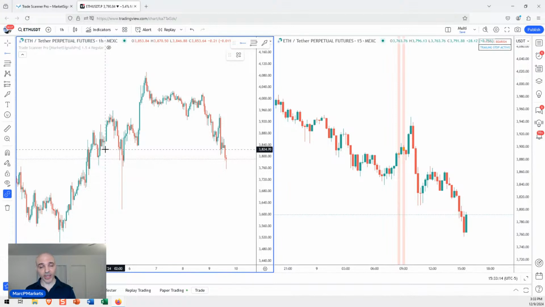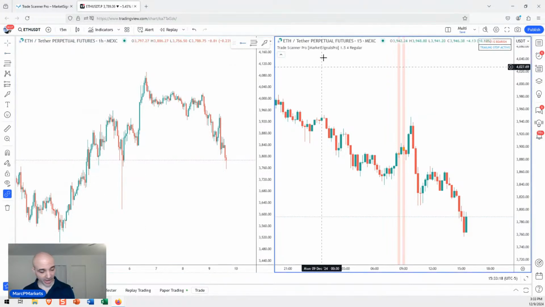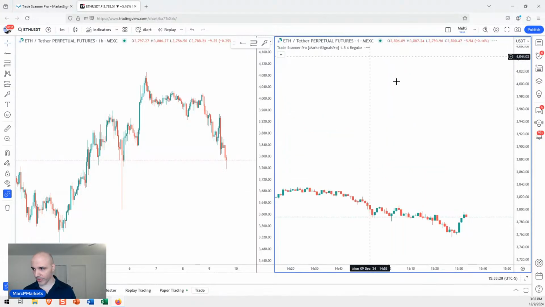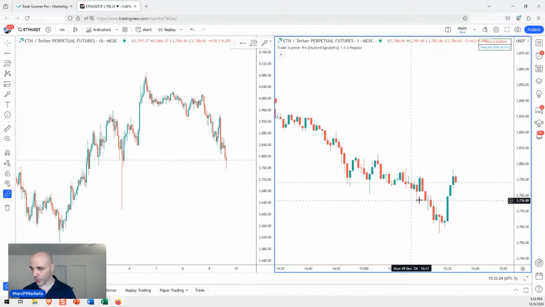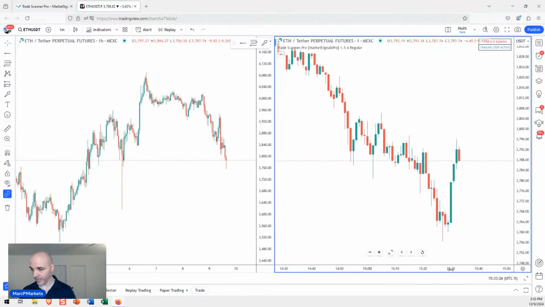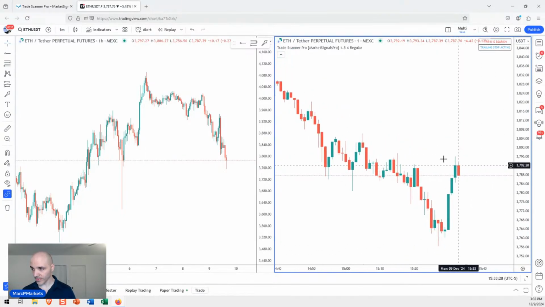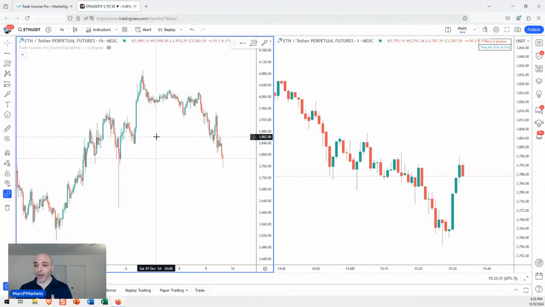An hourly is adequate for day trades. I'm taking my day trades, by the way, on a 1-minute chart. This is a 15-minute chart. I'm interested in a 1-minute chart. I just changed it to a 1-minute. Okay, 1-minute chart. So my hourly gives me a bigger picture perspective.